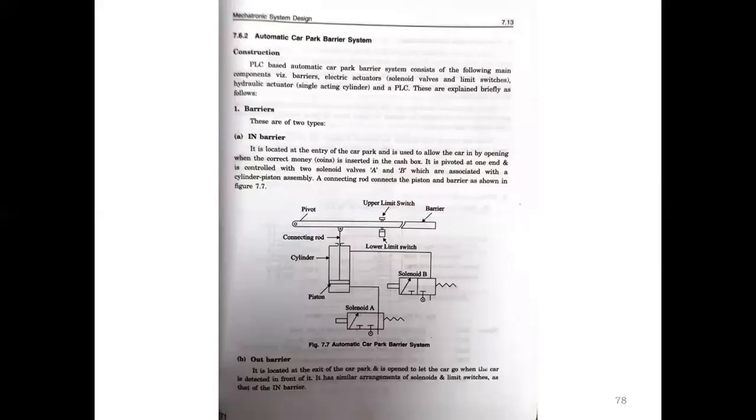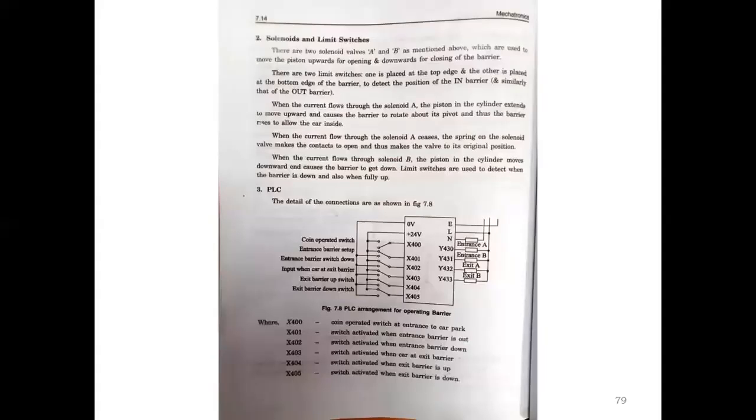The out barrier is located at the exit of the car park and is opened to let the car go when the car is detected in front of it. It has a similar arrangement of solenoids and limit switches as the in barrier. The next concept is the solenoids and the limit switches.